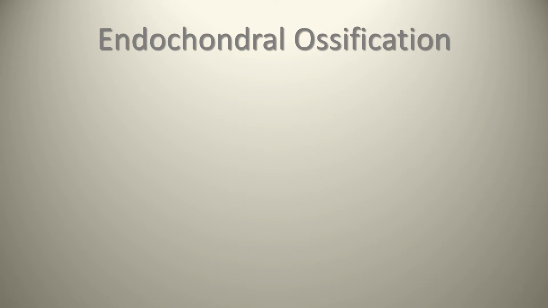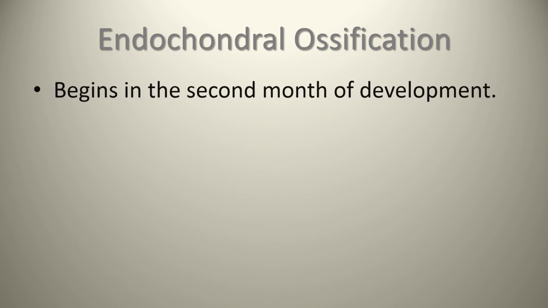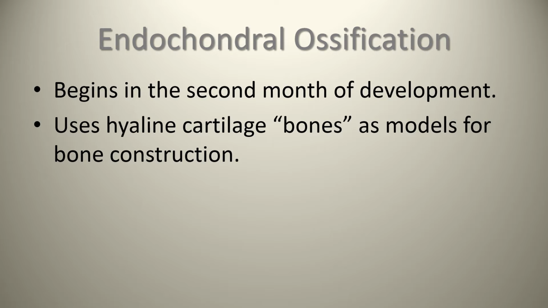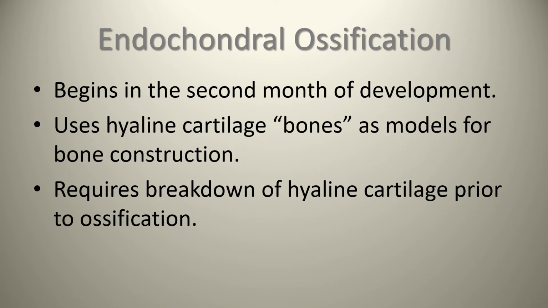So endochondral ossification. This basically begins in the second month of development using hyaline cartilage bones as models for bone construction or scaffolding. This requires a breakdown of the hyaline cartilage prior to ossification.